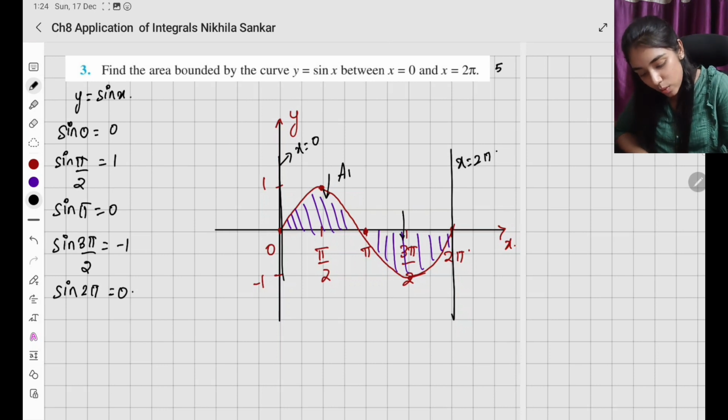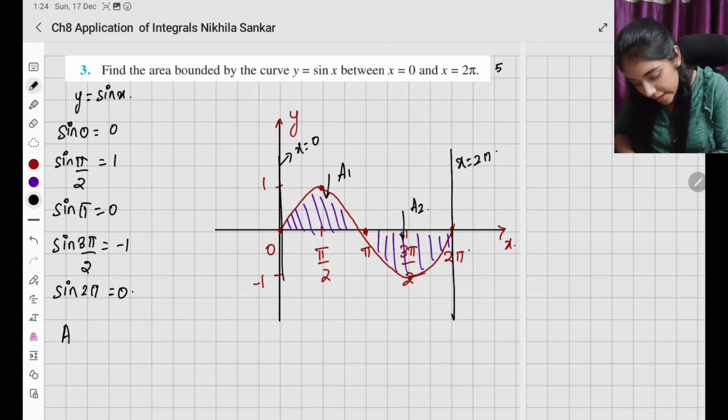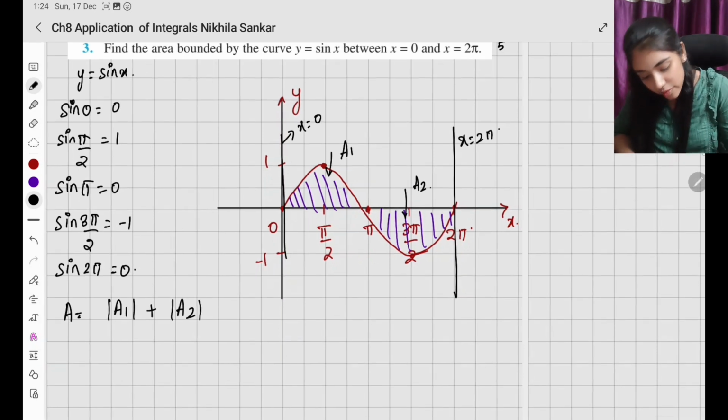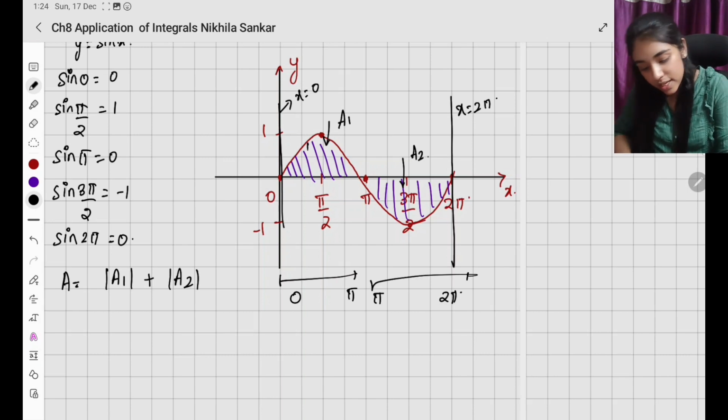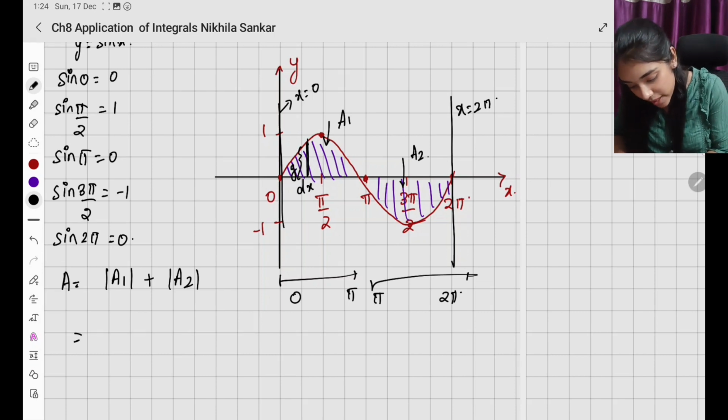This is going to be area 1 and this is going to be area 2. So I have the area to be absolute value of a1, absolute value of a2. So the first function travels from 0 to pi and the second function travels from pi to 2 pi. Simple. Similarly, here I am going to take a thin strip. This is dx and this is going to be y. So now how is the area going to look?